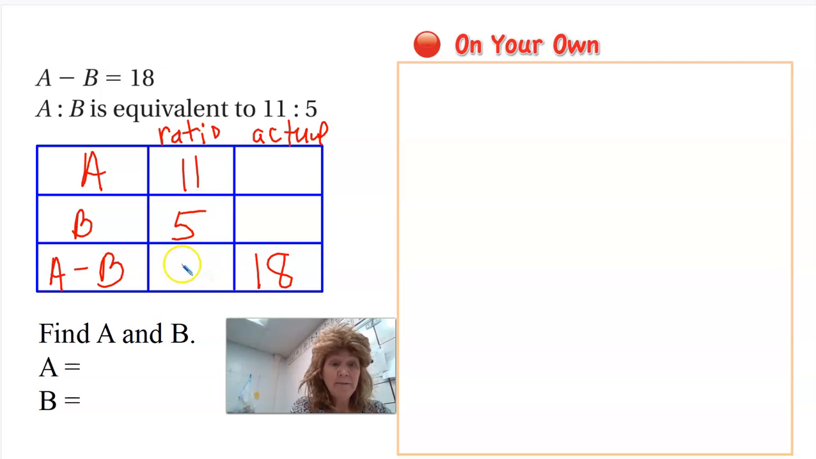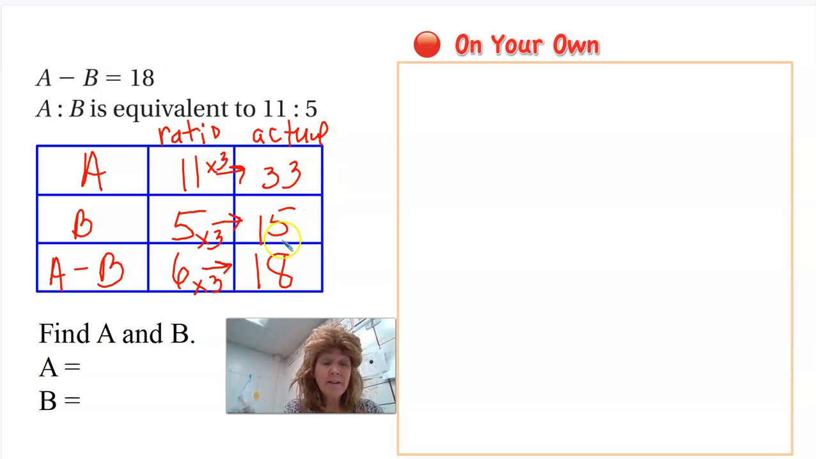So 11 minus 5 is 6. So what would I multiply 6 by to get 18? It's times 3, times 3, times 3. I get 33 and 15. And then I check, is 33 minus 15 18? Yes, it is. So A would be 33 and B would be 15.